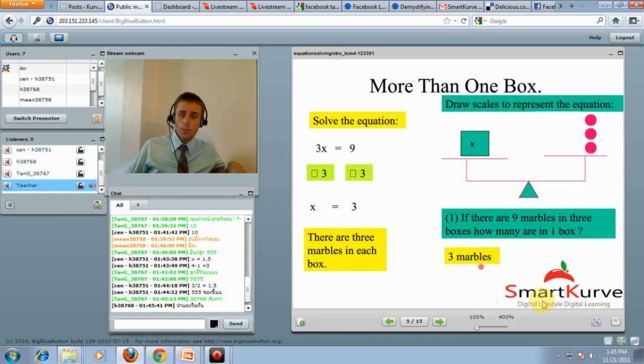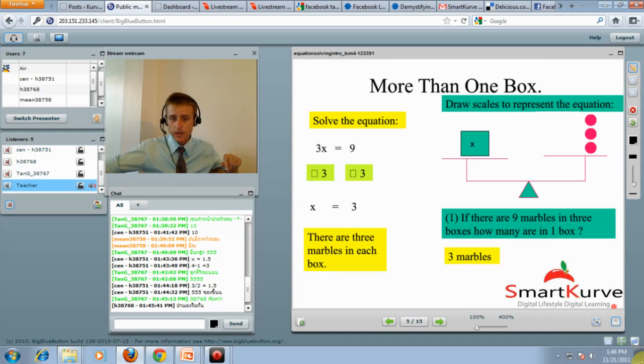Now, more than one box. Solve the equation 3x equals 9. You can draw scales to represent the equation. Here's the x, and this is going to be the number of marbles that need to equal it. What you would do to find this is, again, we want to isolate the x. Get the x by itself, so we have x equals.